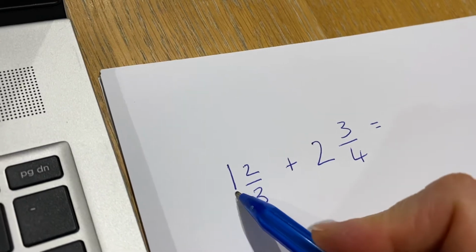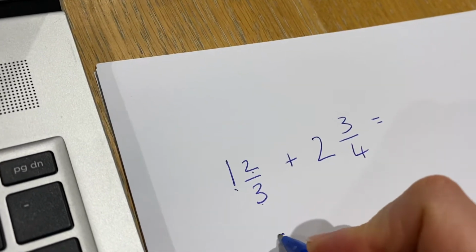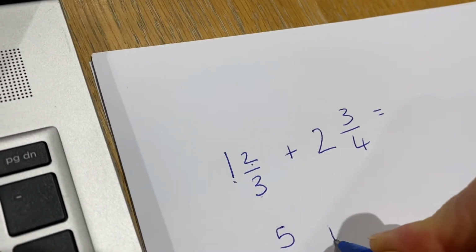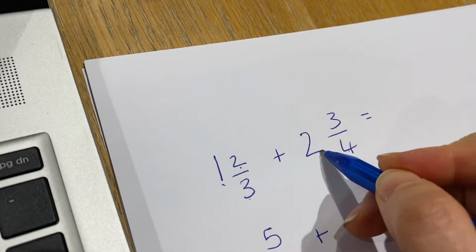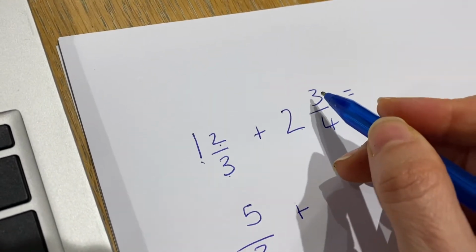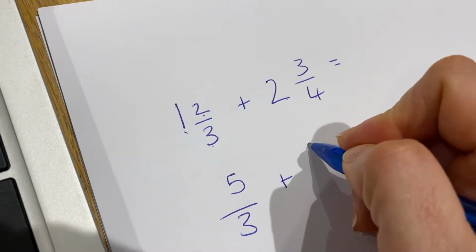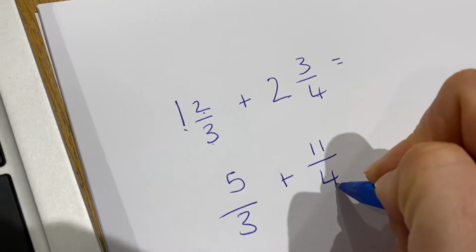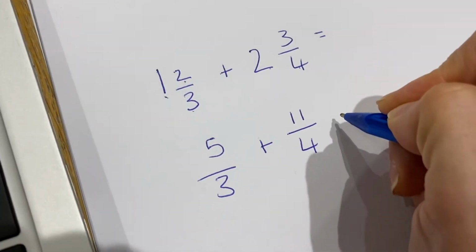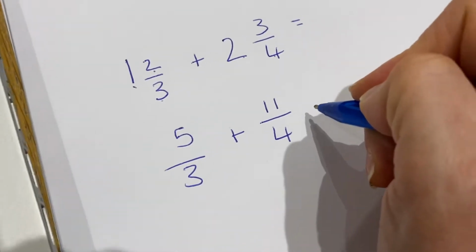1 times 3 is 3, plus 2 is 5, so now I've got 5 over 3. And now I'm going to do 4 multiplied by 2, which is 8, plus 3, which is 11. So now I've got 11 over 4. But I can't add them as they are because they don't have the same denominator.